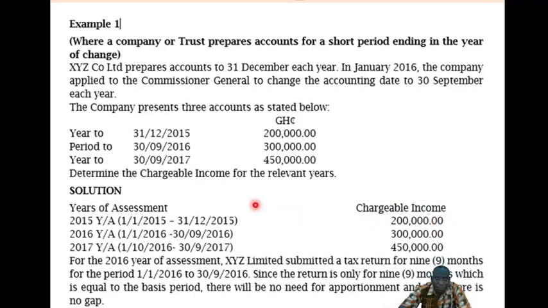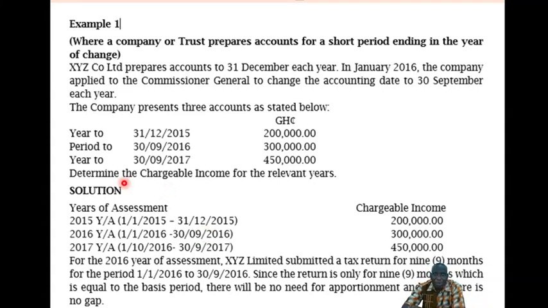Now, if you look at the law, it says that the second year should be from the beginning of the previous accounting year to the end of the new year up to the date that you want to make the change. So if you look at it, 2016, because from 2015 the next year should be 2016, it's going to be from the beginning of the year of change to the end of your accounting date that you want to use now. Okay, that's what the second year will be, and that will be for only 9 months.